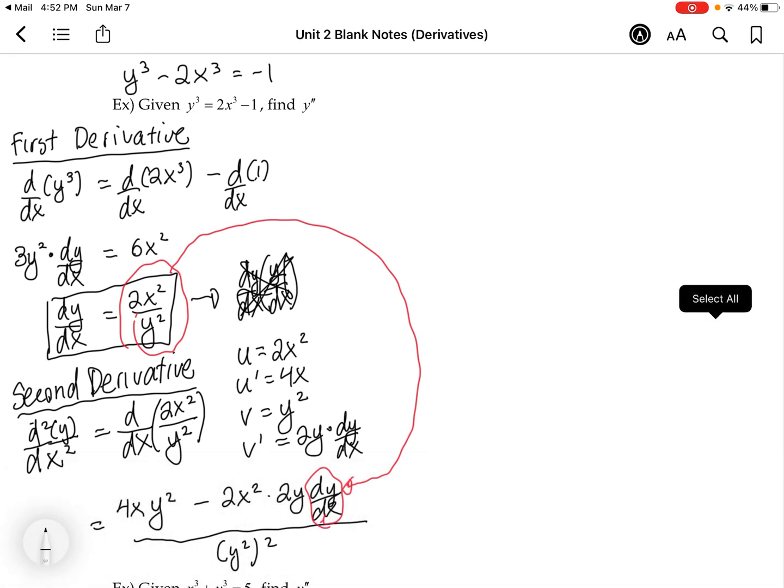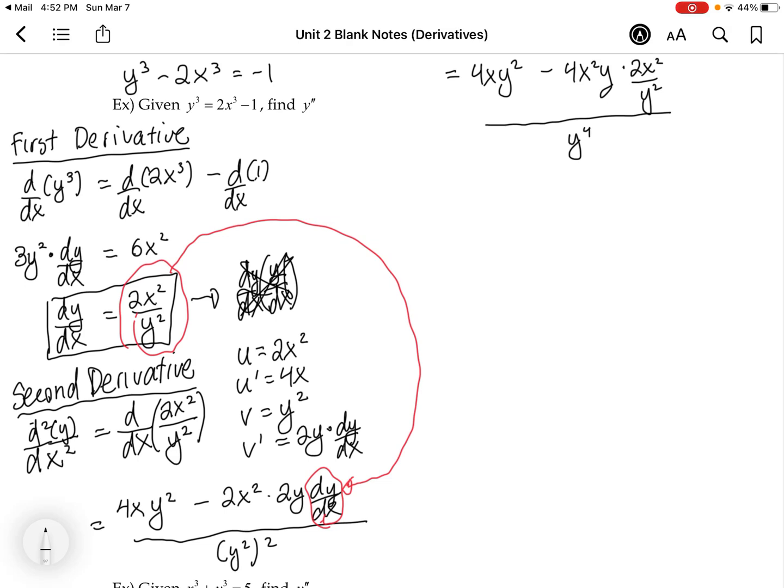So what do we have? We've got 4xy squared minus 4x squared y, because 2 times 2 is 4, so 4x squared y, and then dy dx was equal to 2x squared over y squared, so times 2x squared over y squared over y squared squared is y to the 4.